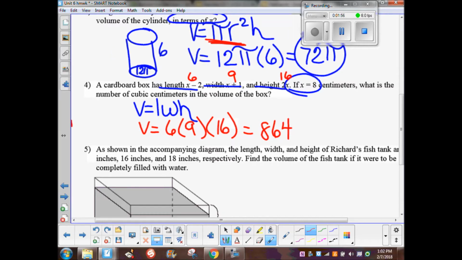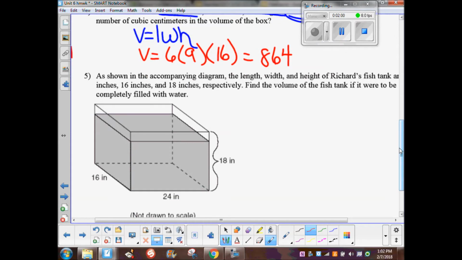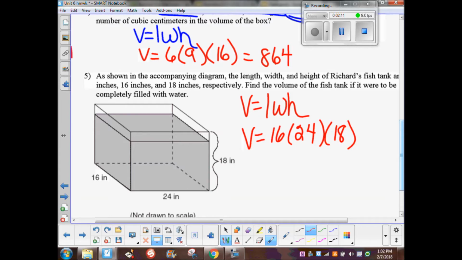Number 5, another rectangular prism. They're asking how much water would fit into this if it was filled to the top. So 16 times 24 times 18, and that's 6,912. Some of these do have units. I may just skip past them for the sake of time on the video.